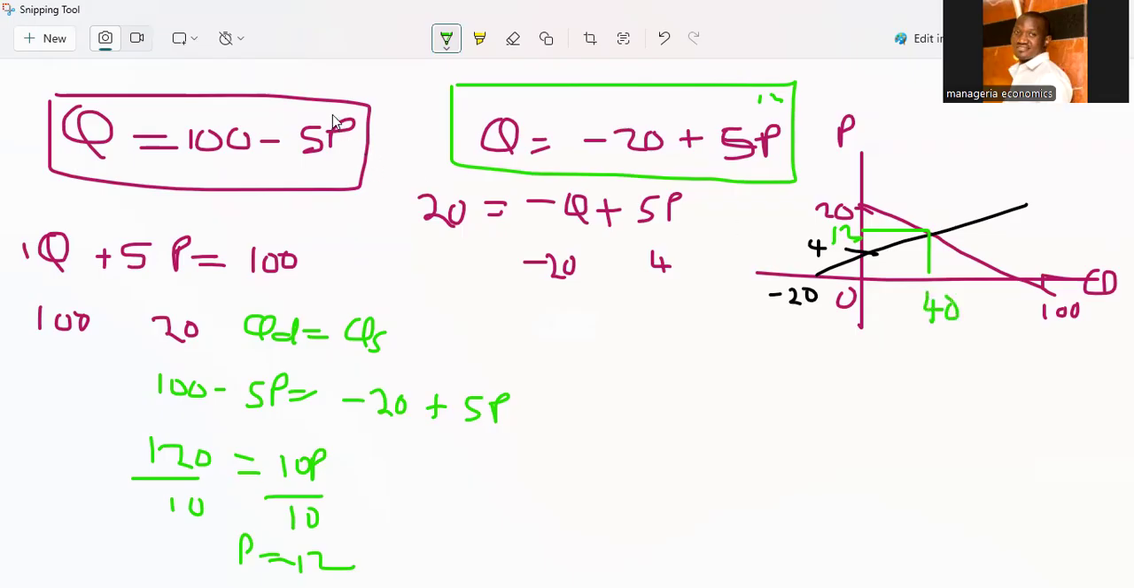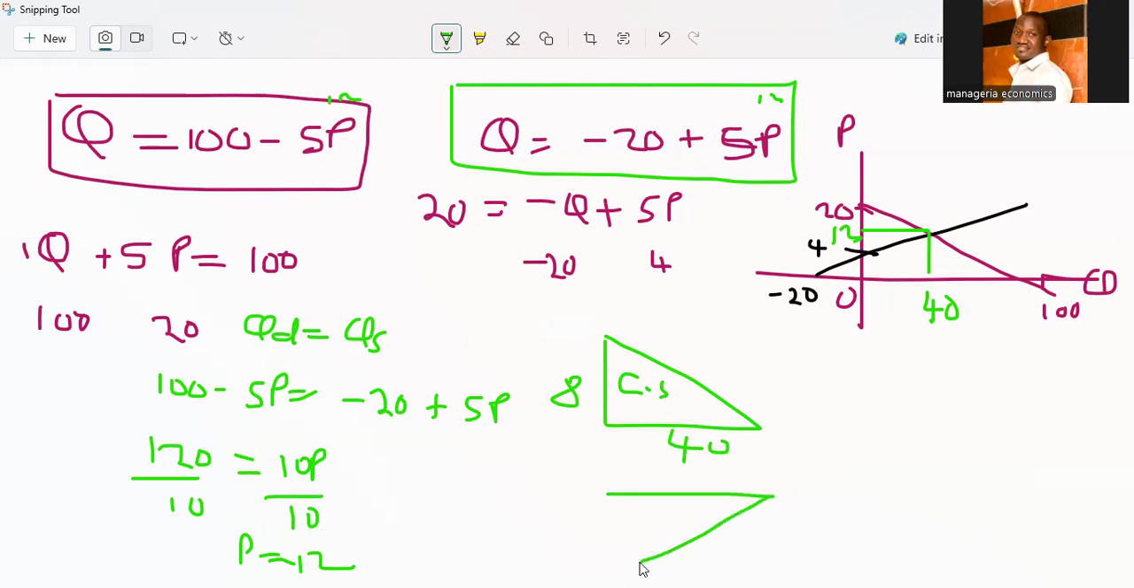If you want, you can put your what? The 12 here. 5 times 12, 60. 100 minus 60 is 40. All right. Are you following me? Yes. Then you can illustrate the consumer surplus. What are the dimensions of the consumer surplus? From 20 to 12, this is 8. From 0 to 40, it's 40.